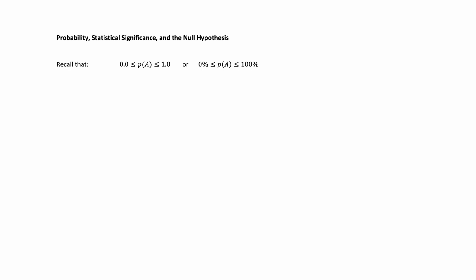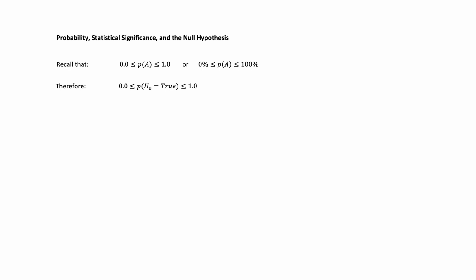So recall from our discussion on probability theory that the probability of an event A occurring has to be between 0 and 1.0, or conversely, the probability of an event A happening has to be between 0% and 100%. In other words, the probability of an event happening cannot be less than 0% or greater than 100%. Or if we do it as a decimal, it can't be less than 0.0 or greater than 1.0.